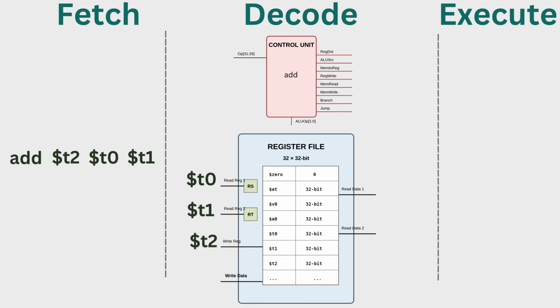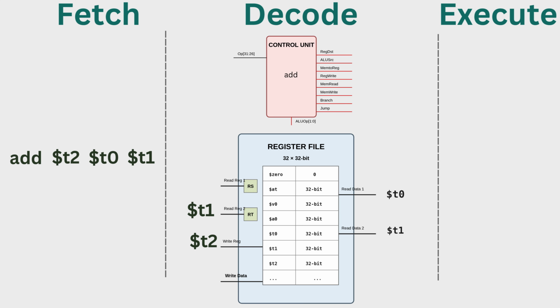The register file then reads the values currently stored in T0 and T1 and places them on its output ports. By the end of the decode stage, the processor knows exactly what operation it must perform, where the input data is located, and where the final result should be stored. The values from T0 and T1 are now ready to be sent to the execute stage, where the actual addition will take place. With the instruction decoded, and the values from T0 and T1 retrieved from the register file, the processor now moves to the execute stage.